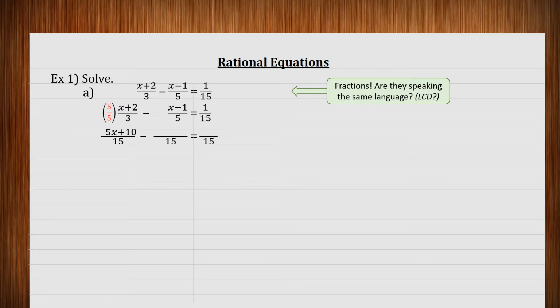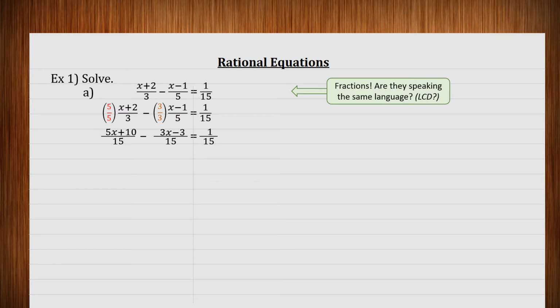The second fraction currently has a denominator of 5, but we need it to be a 15. So what must we multiply by? 3 over 3. And again, we are multiplying, so you will need to distribute in the numerator, which gives you 3x minus 3. And on the right side of the equation, notice we already have the common denominator of 15, so there's no changes, so that will remain a 1.